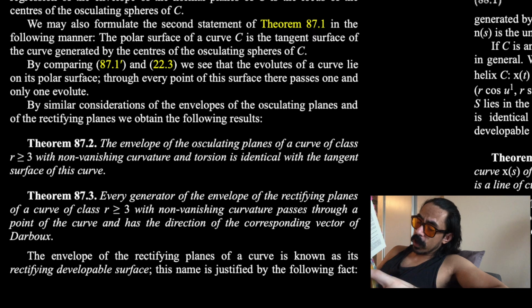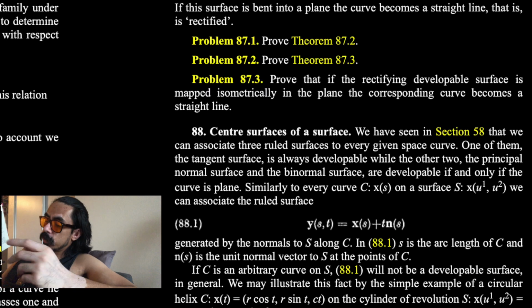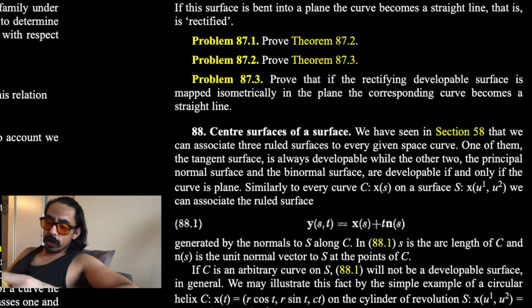This name is justified by the following fact. If this surface is bent into a plane, the curve becomes a straight line, that is, "rectified." And now we come to the three problems at the end of section 87, which is where we will leave off today. Problem 87.1. Prove theorem 87.2.